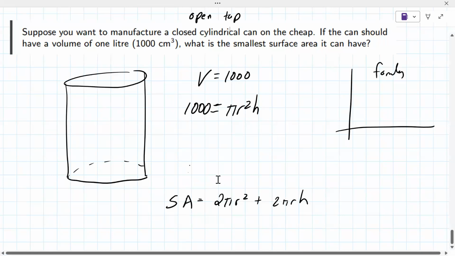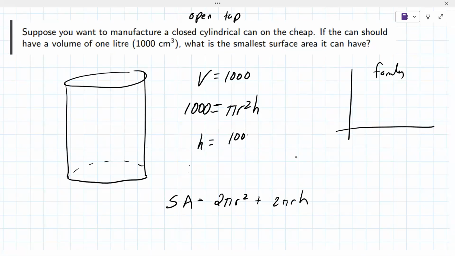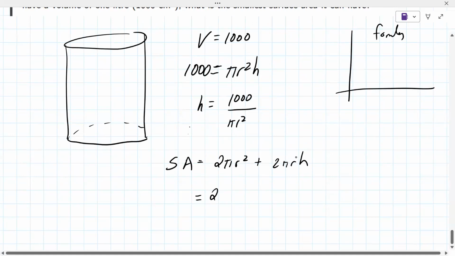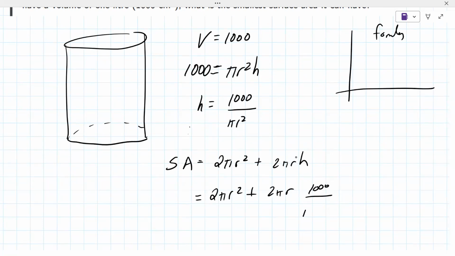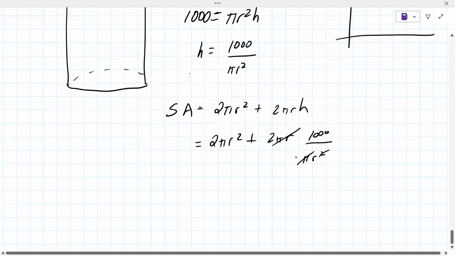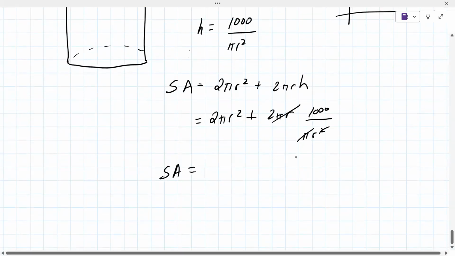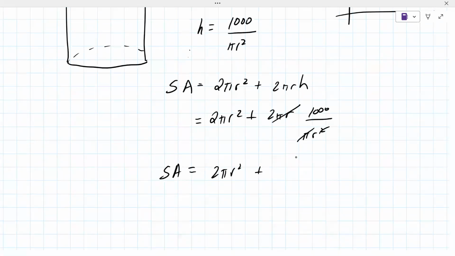So then the question is always, which variable do you solve for up here? Generally it's the linear one, because that substitutes in nicely. So h is 1,000 over pi r squared. So that's 2 pi r squared plus 2 pi r times 1,000 over pi r squared. We get some cancellations and no calculus yet. You actually did a bunch of these problems in pre-calculus. You just ended up using your calculator from this step.